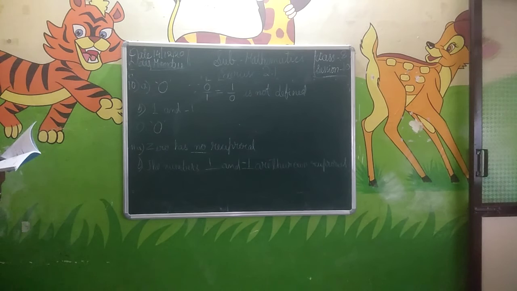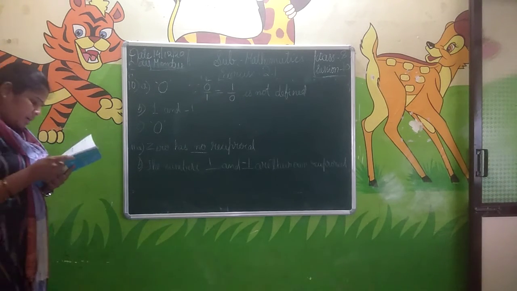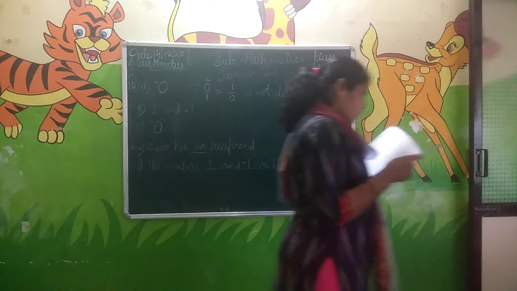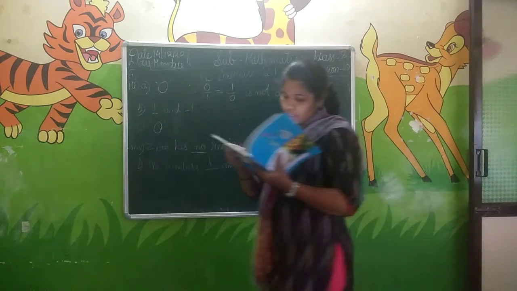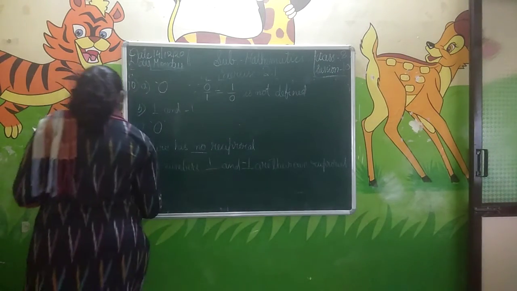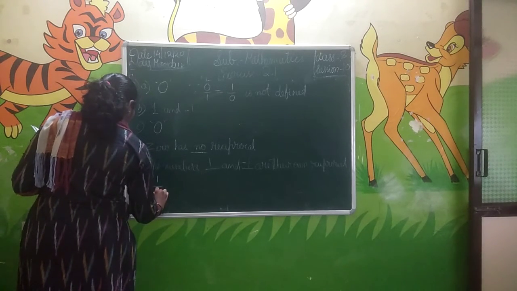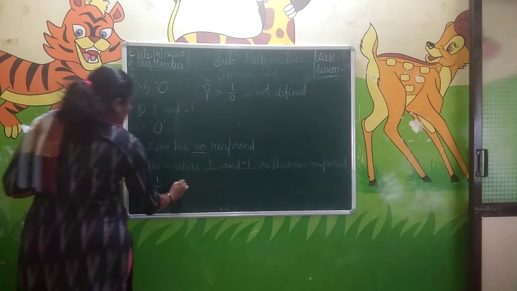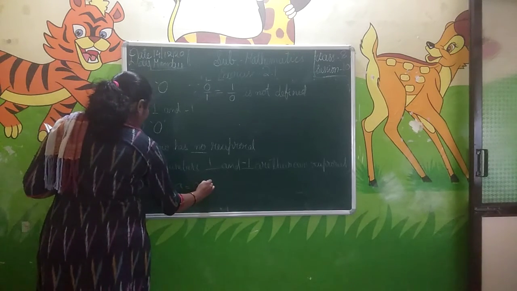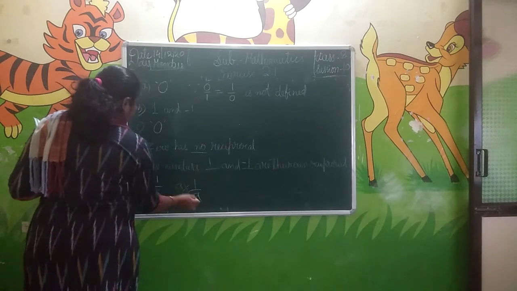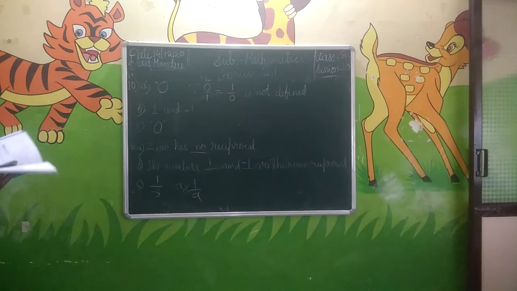When you come to the third one, the reciprocal of minus 5 is what? What is the reciprocal of minus 5 by 1? The reciprocal of minus 5 by 1 is equal to 1 by minus 5. That is, A into 1 by A gives 1. So the reciprocal is taken like that. 1 by minus 5 is the answer.